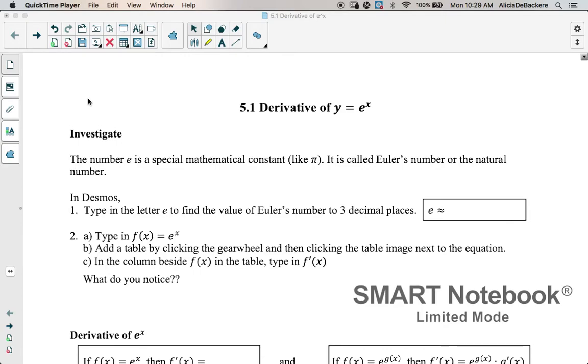All right, welcome to lesson 5.1. In this lesson, we're going to be looking at the derivative of y equals e to the x.